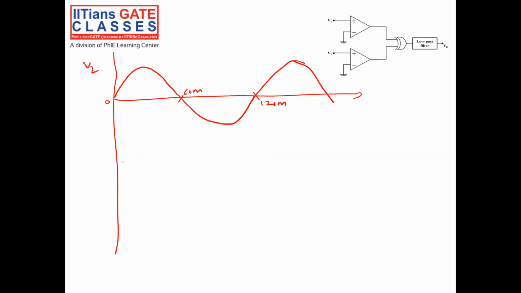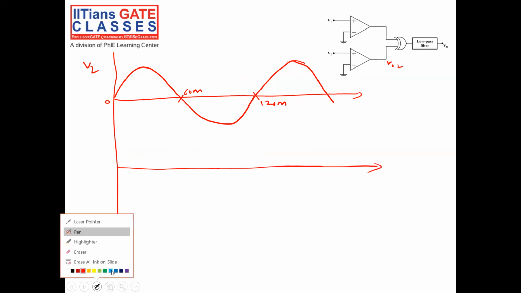What is V? So if V2 is like this, right? What will be the output here? Suppose this is V02. Let us plot the V1 also. So plot V1 in a different color.